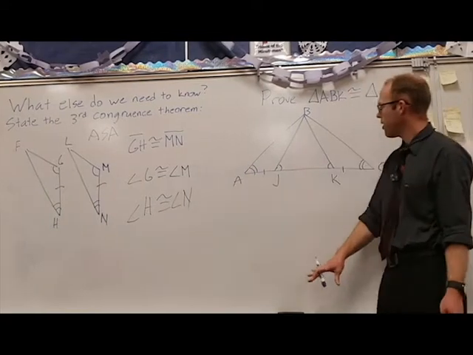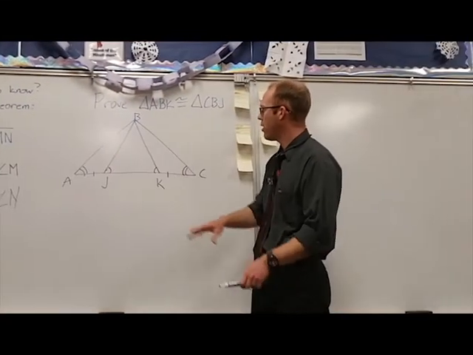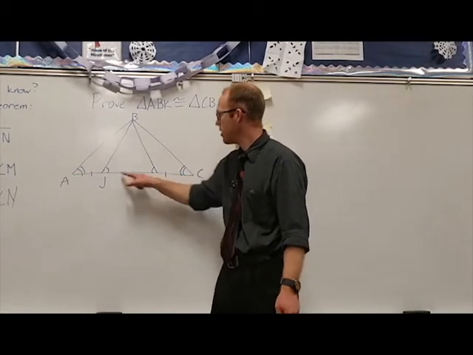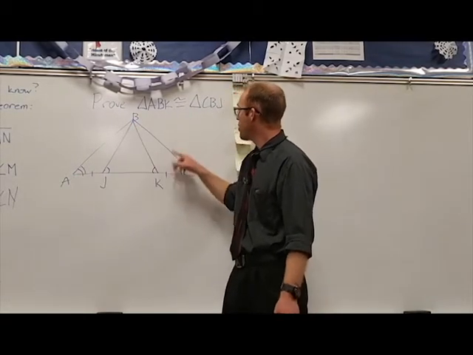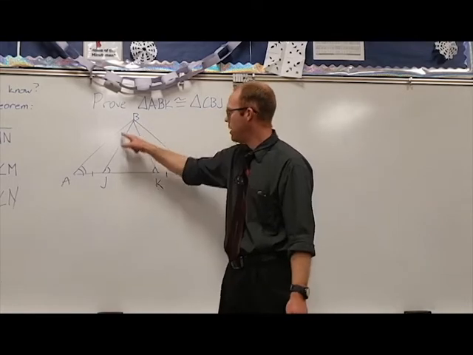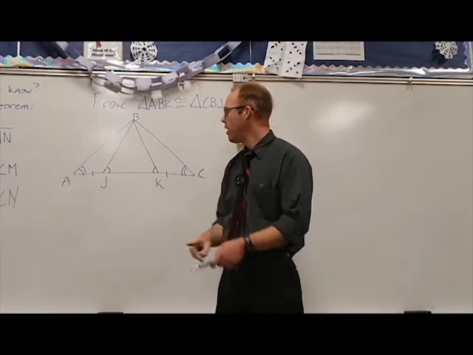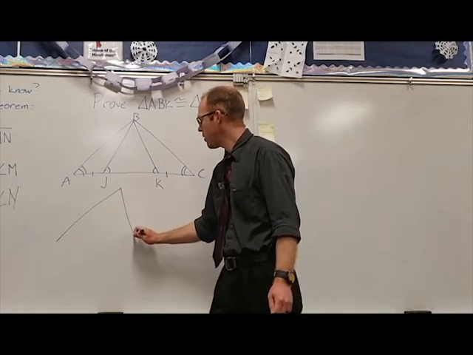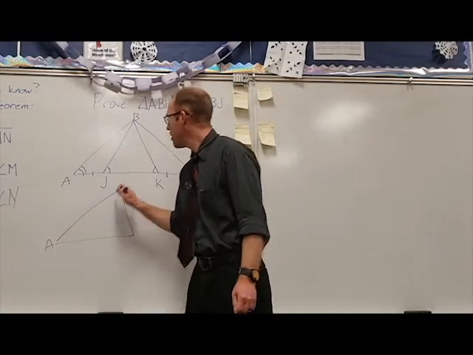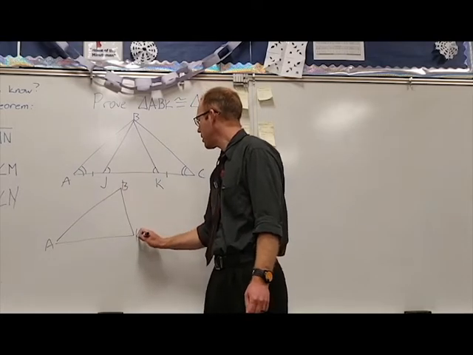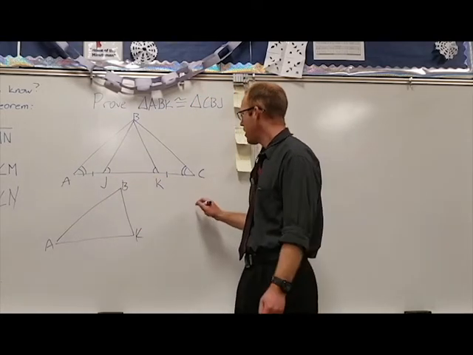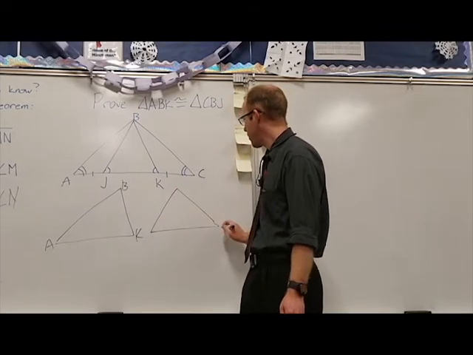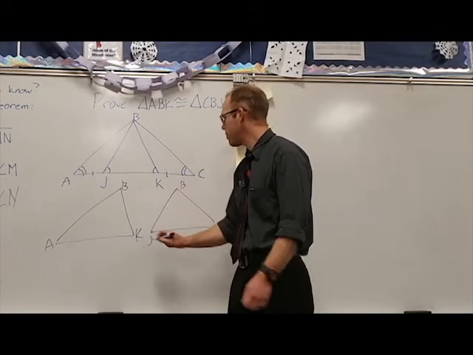All right, let's take a look at our last task. We are going to prove that triangle ABK, that's this triangle right here, is congruent to triangle CBJ. That's this triangle right there. Now there's a lot happening in this picture, so I'm going to draw those two separate from each other. So here would be ABK, that's this triangle, and CBJ, and let's add the information that we know.